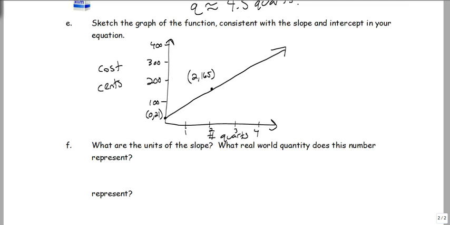Alright, and then finally, what are the units of the slope? What real-world quantity does this number represent? Well, the slope is cents per quart. And what that represents, it's the unit cost of a quart of milk.